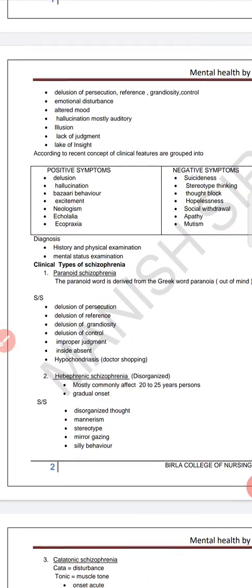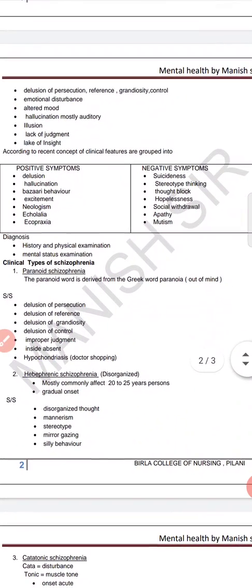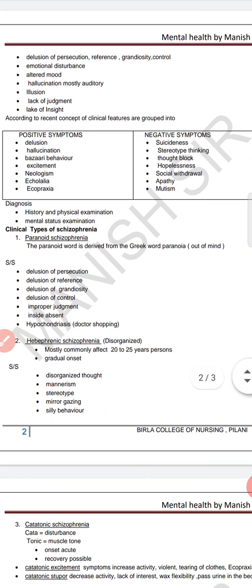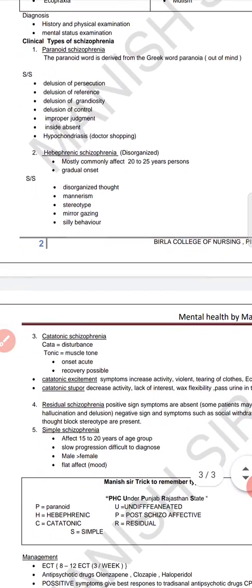The first is paranoid schizophrenia. The word paranoid is derived from the Greek word paranoia, meaning out of the mind. What are the signs and symptoms? The signs and symptoms in paranoid schizophrenia are delusion of persecution, delusion of reference, delusion of grandiosity, delusion of control, improper judgment, absent insight, and hypochondriasis. Delusion means a false fixed belief.